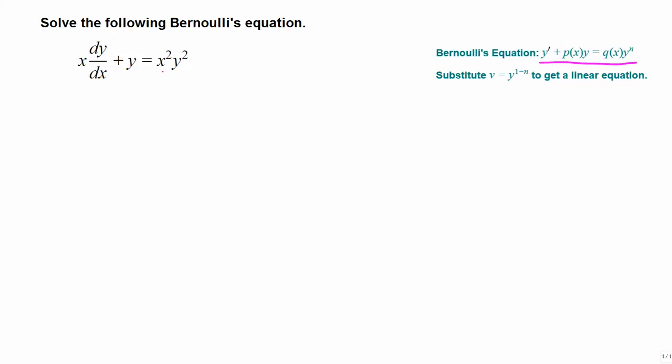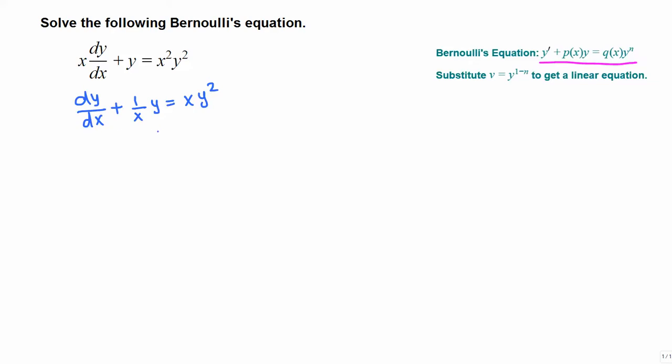Okay, so let's put this into the standard form of Bernoulli. For that, we divide by x. So this is dy/dx, divided by x, so 1 over x times y, equals x y squared. And if we compare with that, n equals 2.